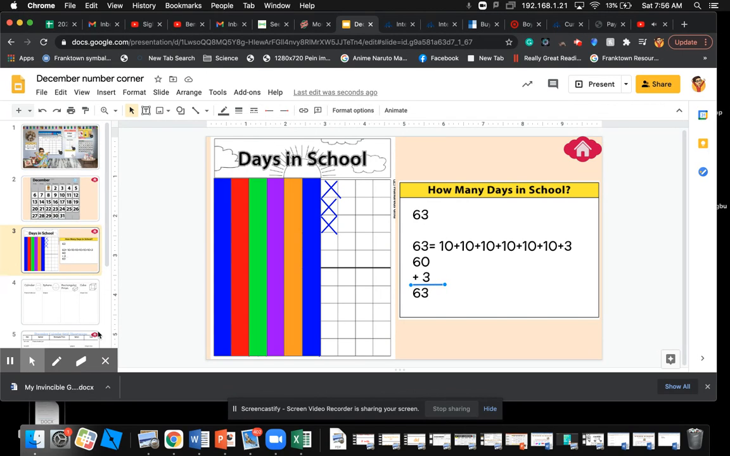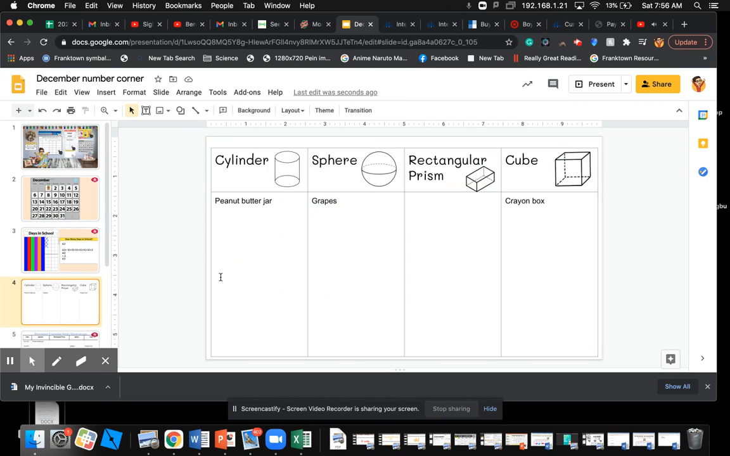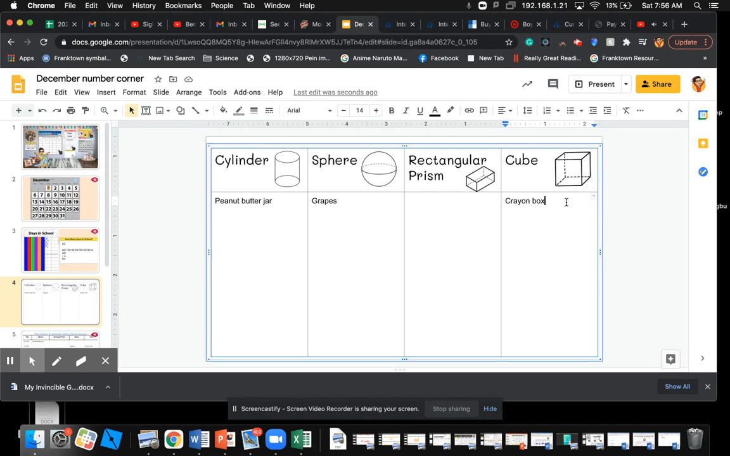All right, now what shape did I reveal? Does anybody remember the shape that I showed today? Think. It wasn't a peanut butter jar. It wasn't grapes. It wasn't a crayon box, but it kind of looked like a crayon box's shape. It was a block. So I'm going to put that under the word cube, block. There we go. So we have showed 2 cubes so far in our graph, a sphere and a cylinder.